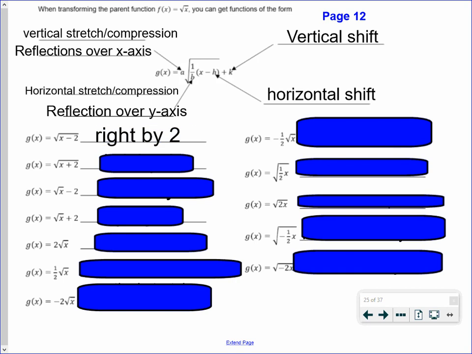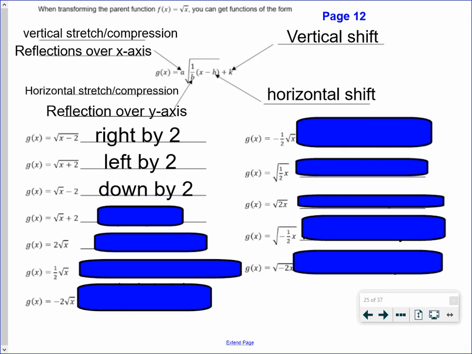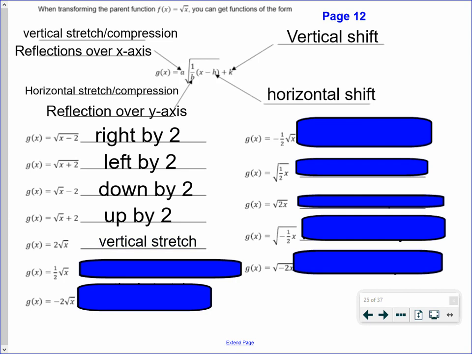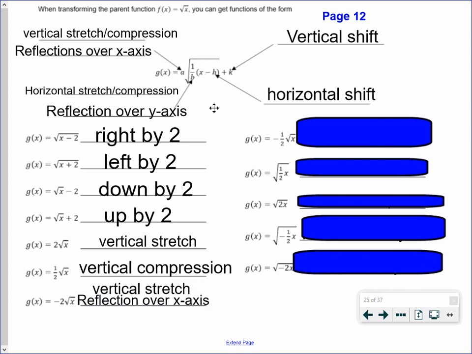So the first one is a shift right by 2. Then we have left by 2. The next one is a shift down by 2. And the fourth is a shift up by 2. Then we have a vertical stretch by a factor of 2. A vertical compression by a factor of 1/2. And then on the last one in that column, we have a vertical stretch by a factor of 2 and a reflection over the x-axis because of that negative.